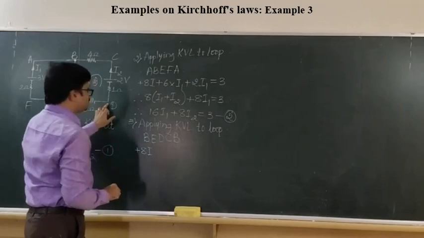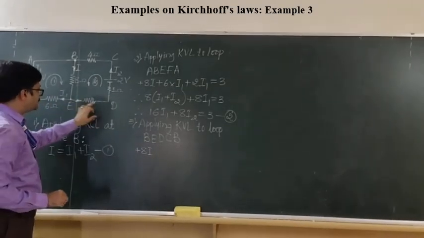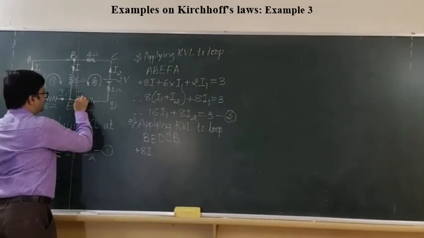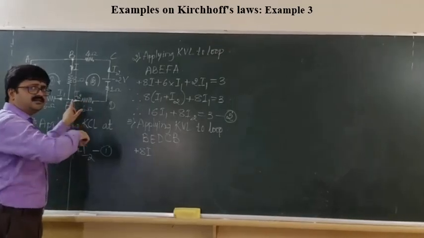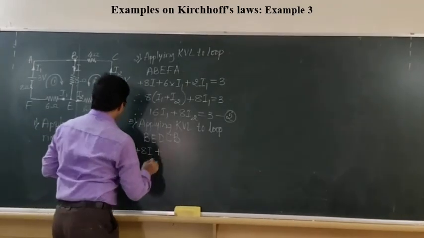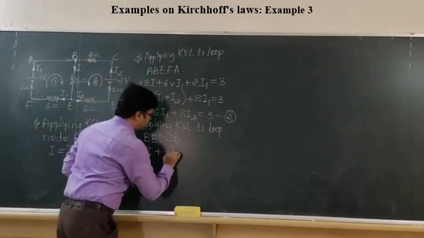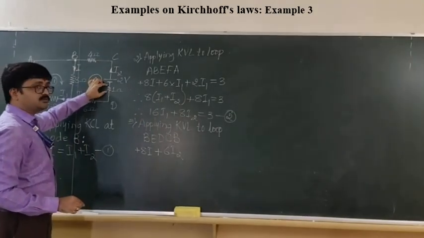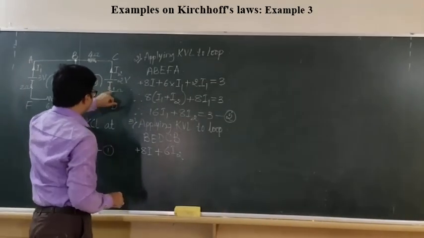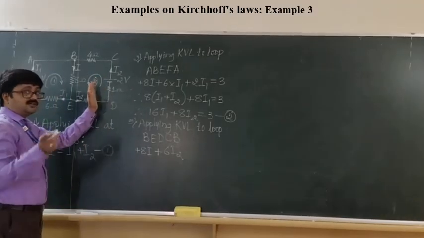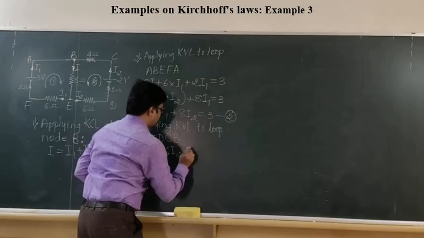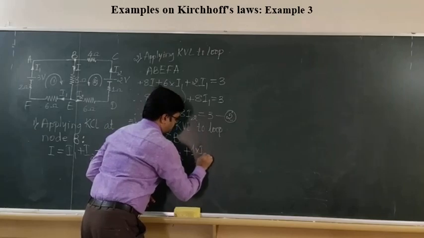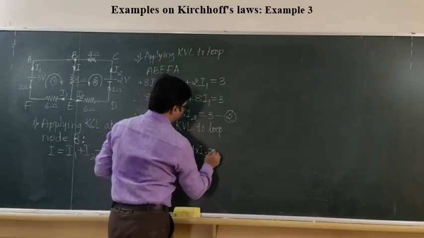Then E to D. Now moving from E to D, we are encountering 6 ohm resistance here. Current is what here? I2, and direction of traverse is same as direction of current. So again potential difference should be positive across 6 ohm. So I will write this as 6I2. Then D to C, when I am traveling, I will encounter 1 ohm resistance. Again direction of traverse and direction of current are same. So plus 1 into I2. And this is equal to 2 volt.